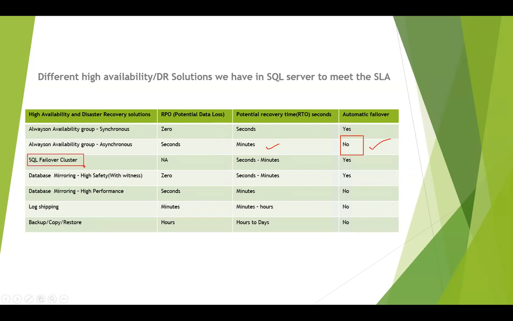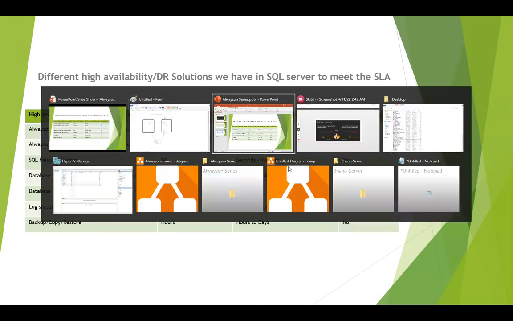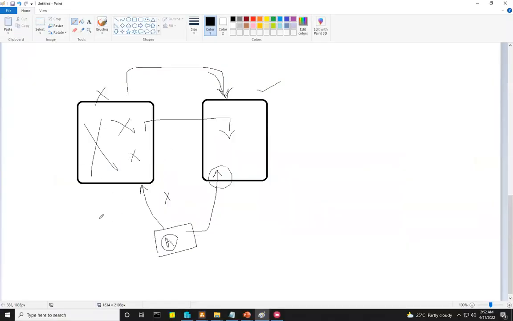And SQL failover cluster, right? We don't consider SQL failover cluster as a disaster recovery solution, right? It is always a high availability solution, because if one server or one machine is down, the resource will move from one server to another server. And what is the potential time to recover? It is seconds to minutes. The same concept applies here. If the entire service is down, the resource will move from here to here, right? This resource movement can be either automatic or manual.